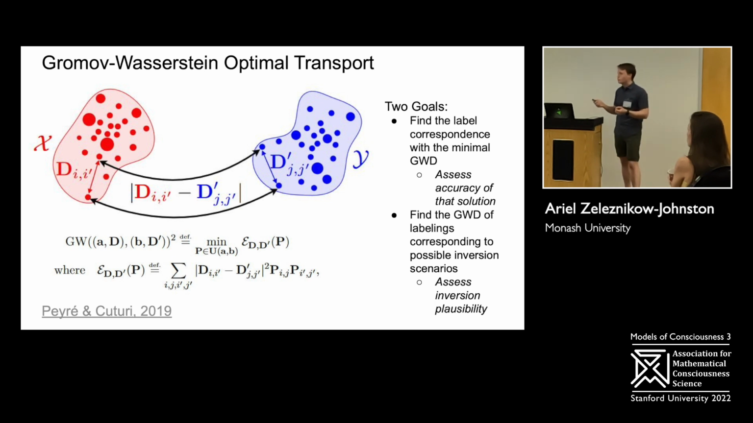And using this, we had two goals. So the first one was to find the label correspondence for the transportation plan with the minimal Gromov-Wasserstein distance. So for the plan that works best, that has the lowest error, does that give us the correct correspondence according to the original labeling scheme? So we wanted to assess the accuracy of that solution. And then the other goal we had in mind is thinking about the possible inversion cases that we thought about at the start. So imagining color space as a three-dimensional space, if we perform some rotation, or if we perform some inversion along particular axes, how well did those solutions perform compared to the original labeling? And I'll describe that in a little bit more detail as I go as to exactly how that worked.